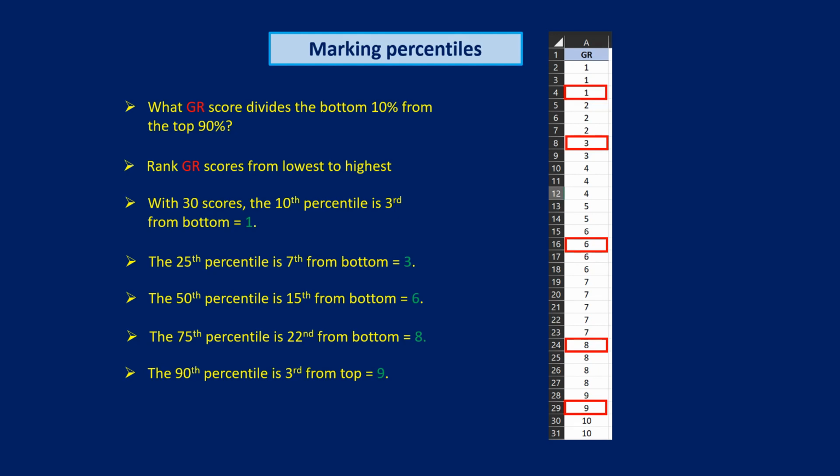In the next class, we'll ask, what are the odds that a rider with a GR score at each of these percentiles will have an M score at or above the 80th percentile for M?